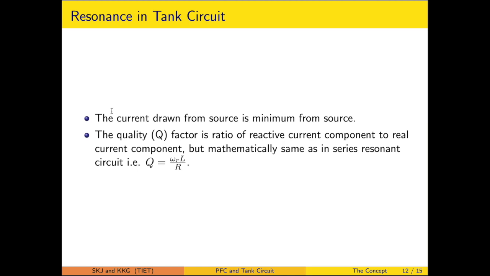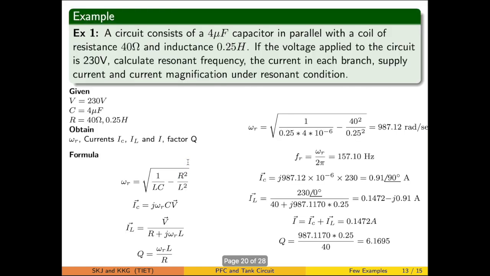Now the resonance is also suggesting that it is a parallel resonance condition. So the current drawn from the source is minimum, that we have seen through the various cases. Only the real current component is drawn. The reactive current component is getting compensated. So quality factor here is the ratio of reactive current component to the real current component. But mathematically, the same expression is obtained as we discussed previously.